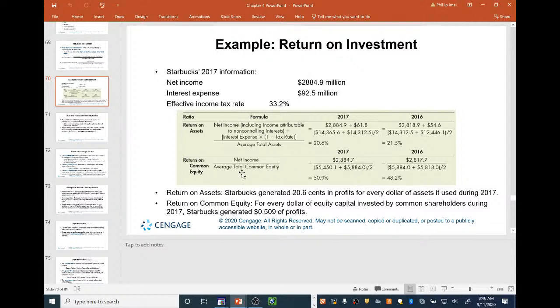Next, return on common equity: net income over average total common equity. Once again, we take net income as the numerator, and the denominator is the average total common equity. So that's the beginning of the period equity as of January 1 plus the end of the period equity as of December 31st, and then we divide it by 2.